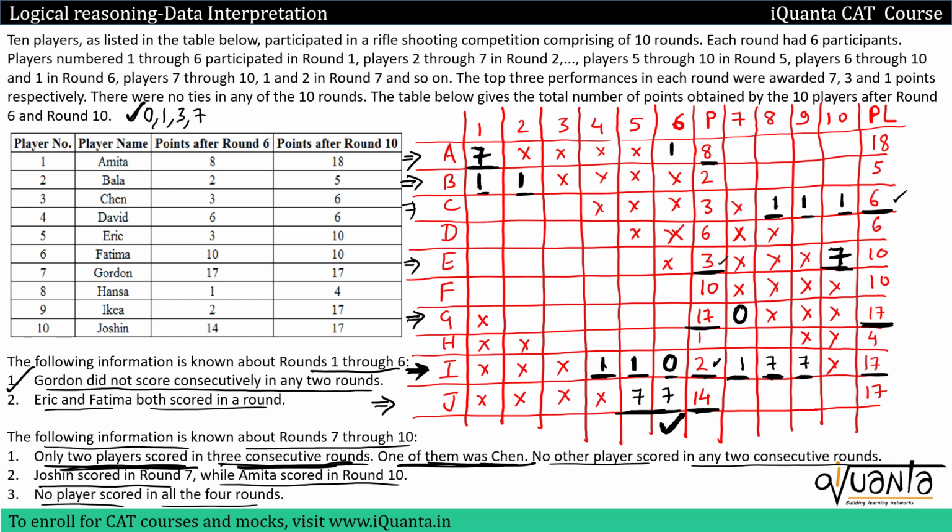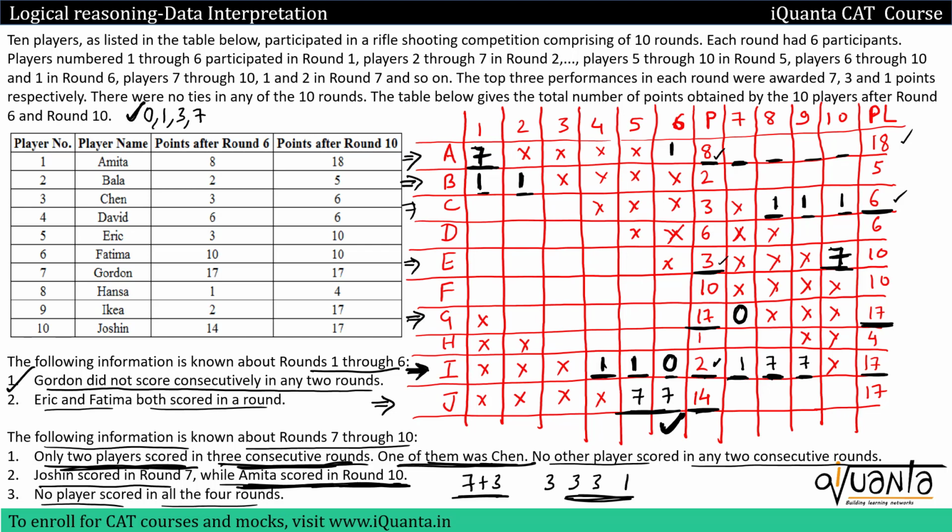Then if we talk about Amita, her total till round 6 was 8, and in the last round it becomes 18. So that means she scored 10 points in total in round 7, 8, 9, 10. So how can we have a sum of 10? 10 is possible when we have 7 plus 3, or 3, 3, 3 and 1. We were also given that Amita scored in round 10. But at the moment both these conditions are possible, so let us not go to Amita yet. But yes, one condition is possible.